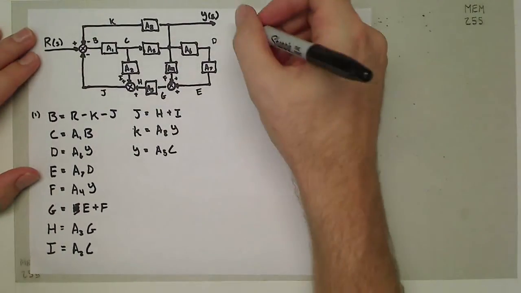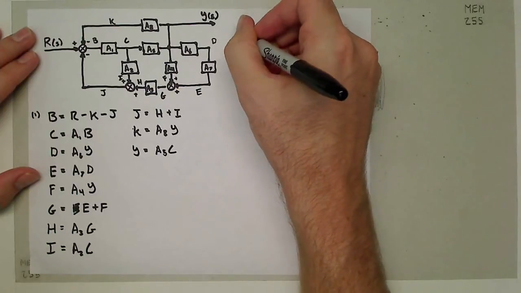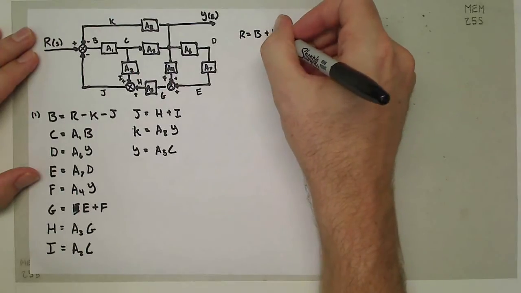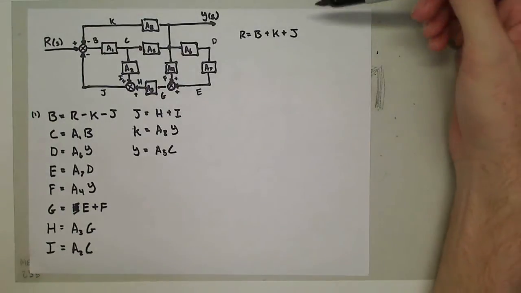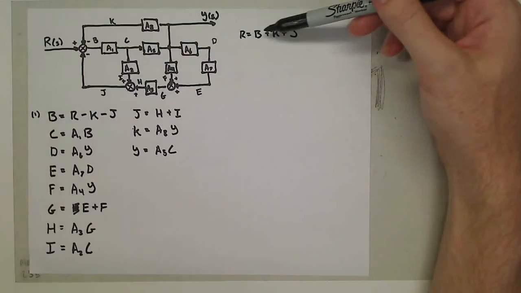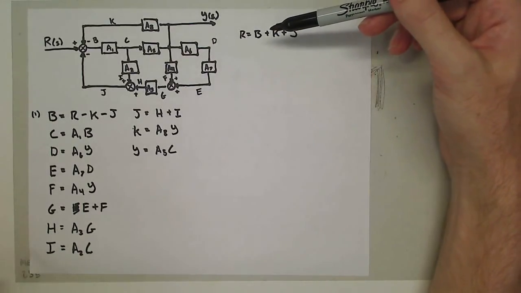So I'm going to start with that. I'm going to start with equation 1, and I'm going to give myself R is equal to B plus K plus J. Okay. So that's what R is equal to. I've just shifted the K and the J over, so I have R is equal to B plus J plus K. Okay. All right.